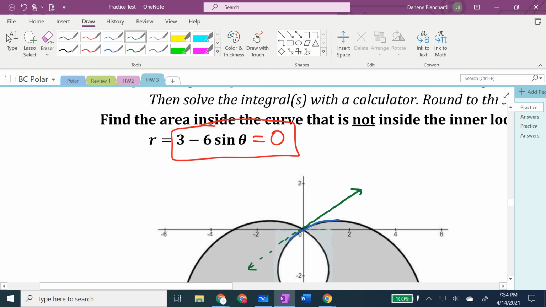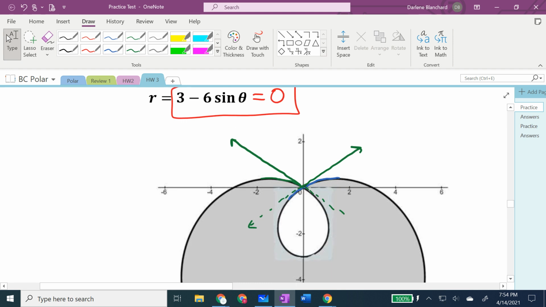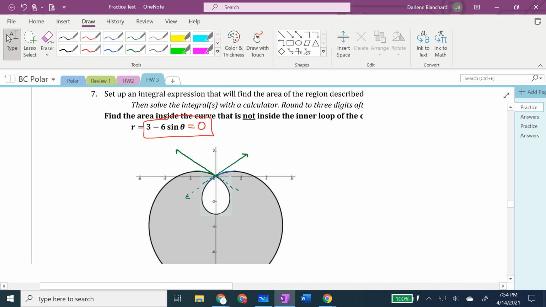And then also it's going to tell you where the graph finishes its negative value of r, comes back to the pole, and then pops out as a positive radius after that. Solving that equation will help you to find out what those angles are where that happens.